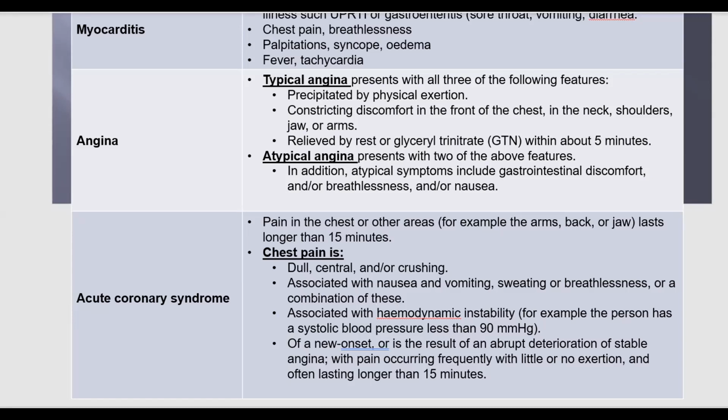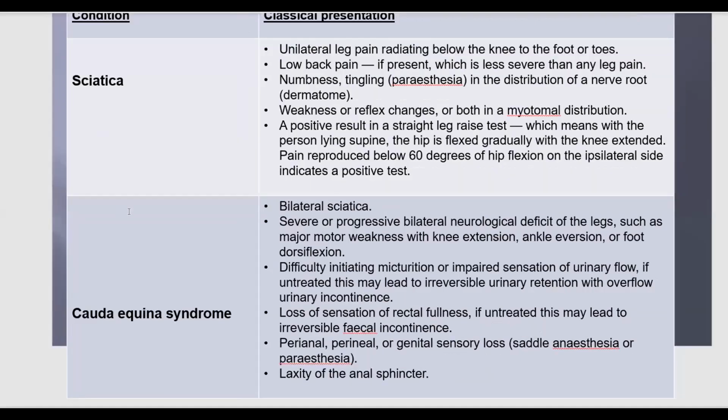Okay, that's great. So now we are going for the next one. We have sciatica. This is also a very common station, but you can have different forms. You can have it in the form of history taking, or in the form of examination. We will discuss examination in the future, but right now we are focusing on history taking. So you will find unilateral leg pain, radiating below the knee, etc.